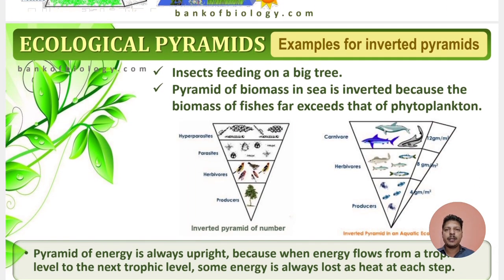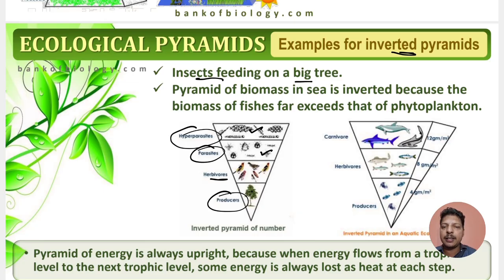Examples of inverted pyramid. Remember, questions are asked. Insect feeding on a big tree. Producer, only one big tree is there. Herbivores are more because insects are present, and then parasites are also there, and hyperparasites, smaller ones, are also there. Number is more. That is called insect feeding on a big tree.